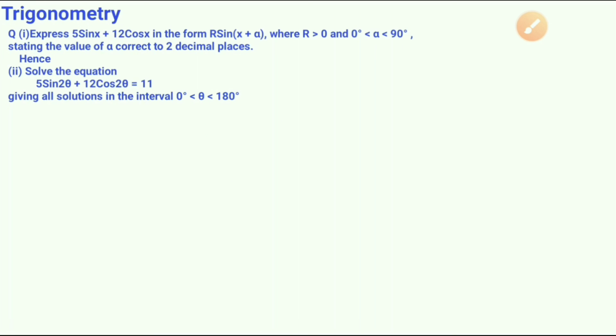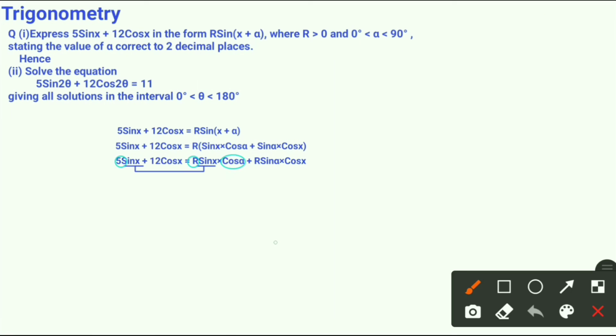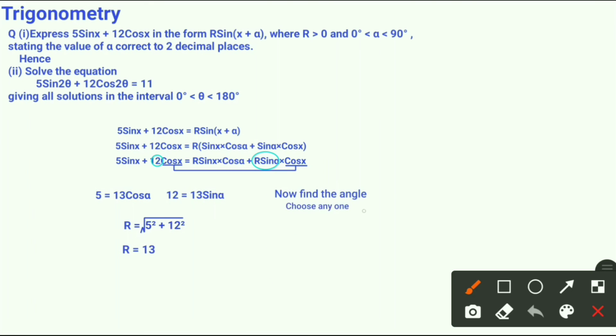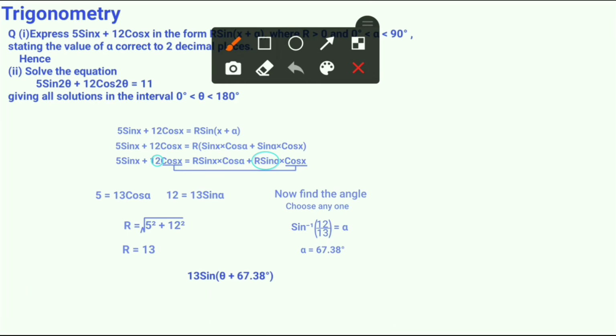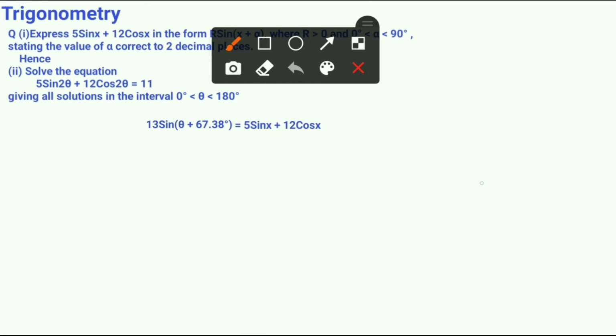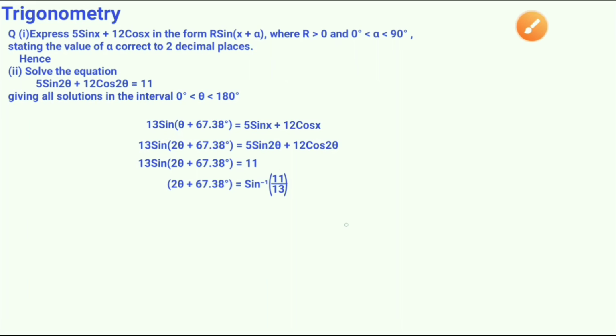Okay, the equation 5 sin x plus 12 cos x is in the form of this, where R is greater than 0 and the interval is this. Hence in part 2 solve the equation, giving the solution in the interval 0 to 180. So it's the same thing, trying to make a comparison, find the angle. Okay, there you go.